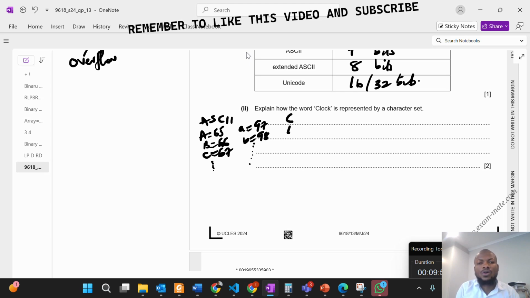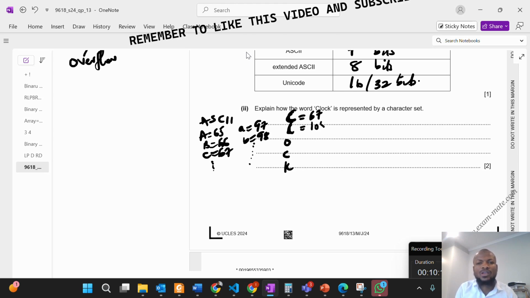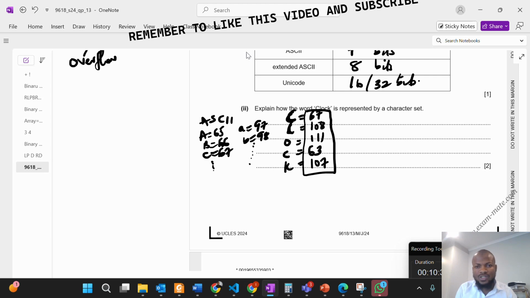So for the word clock, this is capital letter C, small letters L-O-C-K. So C is converted to its specific code. Capital letter C is 67. Small letter l would be, I think, 108. Small letter o should be 111. Small letter c should be 99. And small letter k should be 107. So the first thing is each of these letters is converted to its specific code. Is this understood?